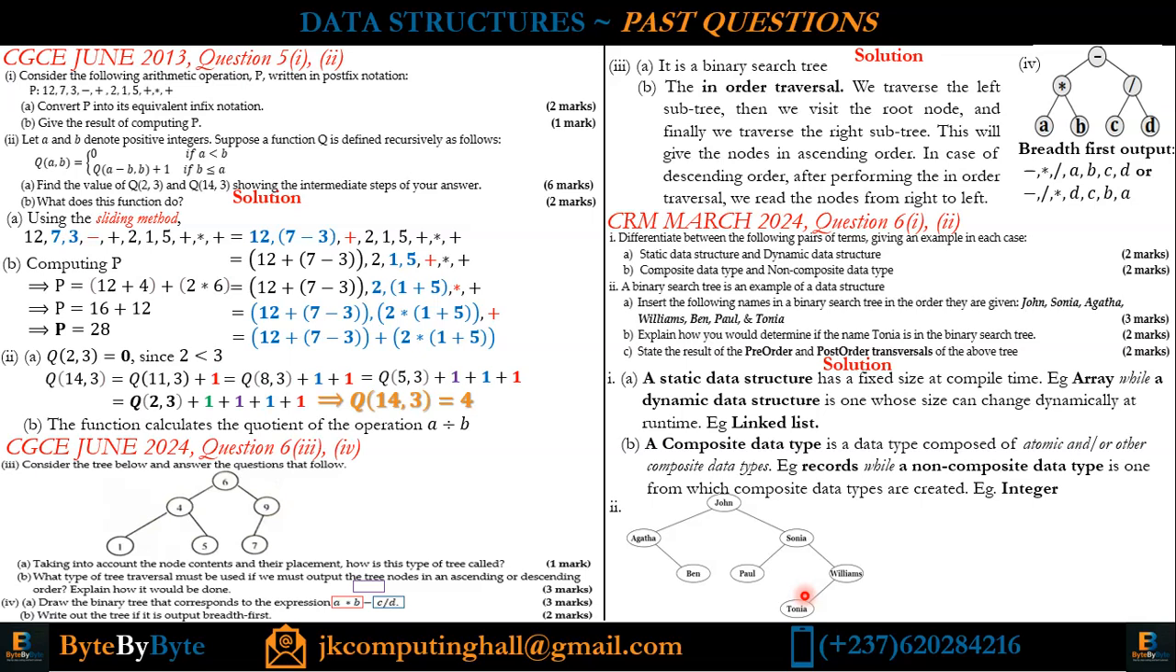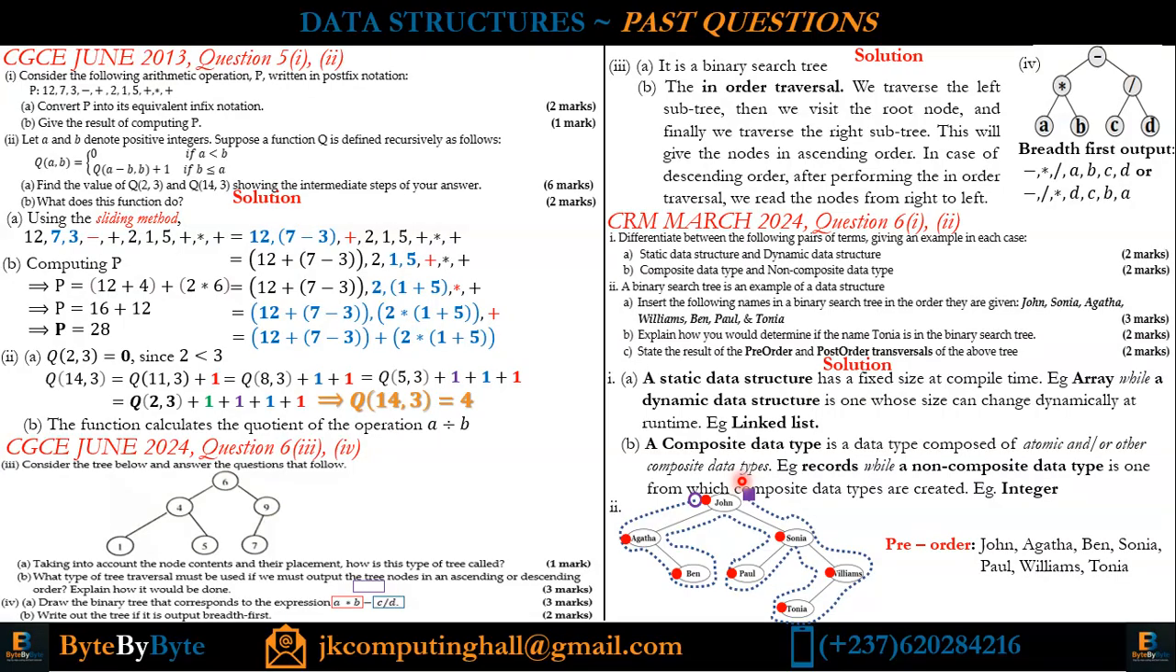Now, the C part says, state the result of the pre-order and post-order traversal of the above tree. So, I'm going to use this funny method to obtain the pre-order and the post-order. For the pre-order, where are the marks placed? They are placed to the left of each node. So, when I traverse, I have John, Agatha, Ben, Sonia, Paul, William, Tonya. That's what we have for the pre-order.